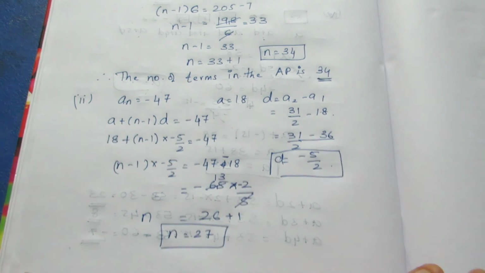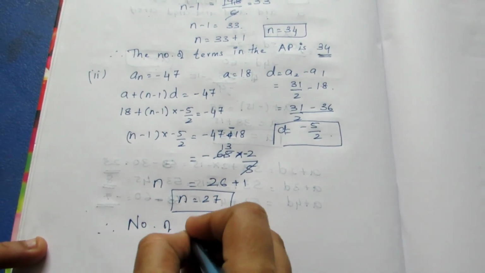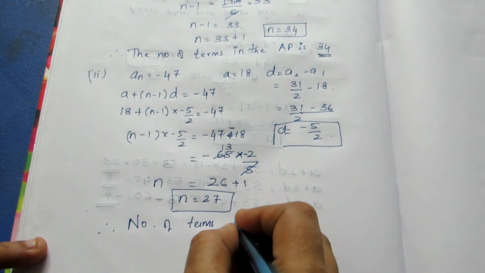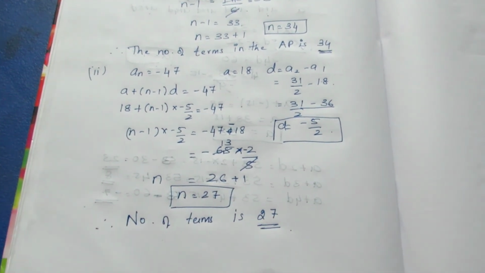So the total number of terms for this AP is 27, which is the final answer for the sum.